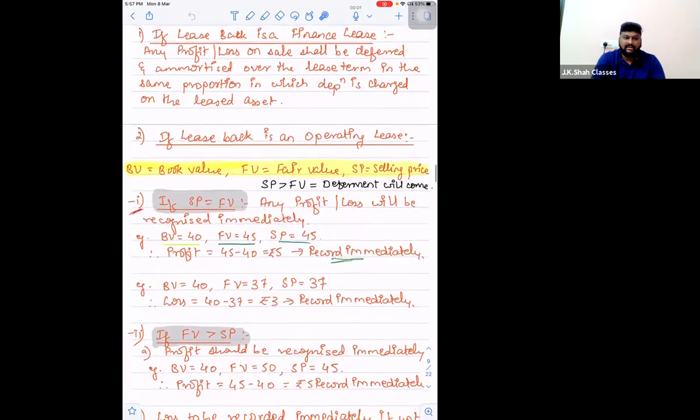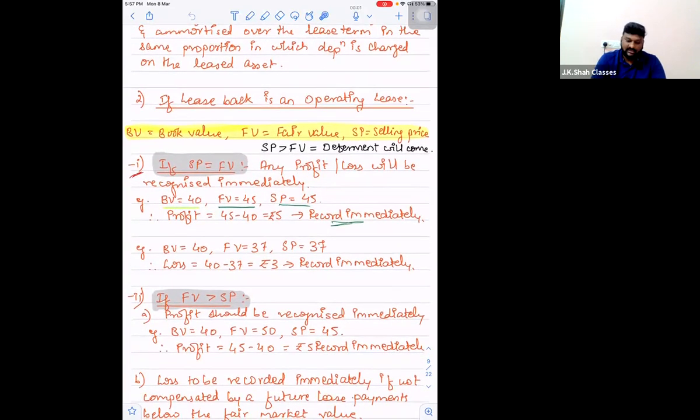Correct? Now let us start to understand the various situations. Sir, situation 1, the first type of situation that can come. If selling price is equal to fair value. Sir, my selling price and fair value are equal. So one simple point, no deferment will come here. Because selling price and fair value are the same. So you are not fetching anything above the fair value. So technically any profit or loss that is going to come over here will be recorded immediately.